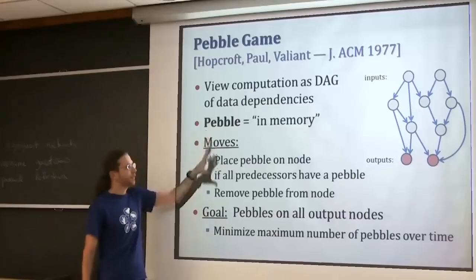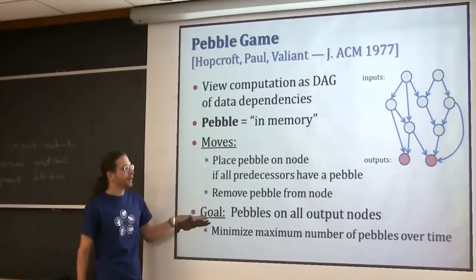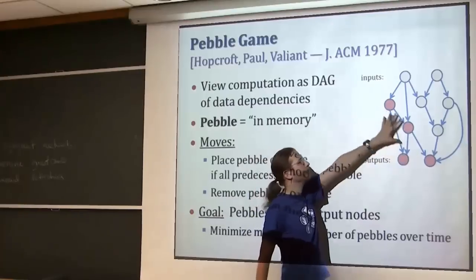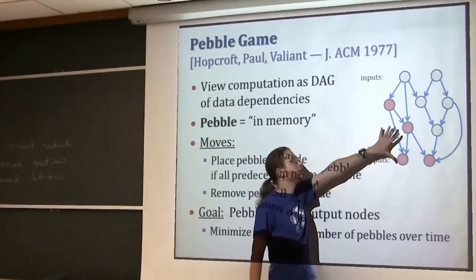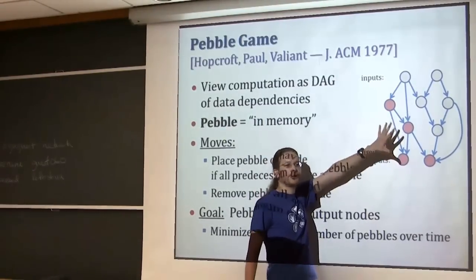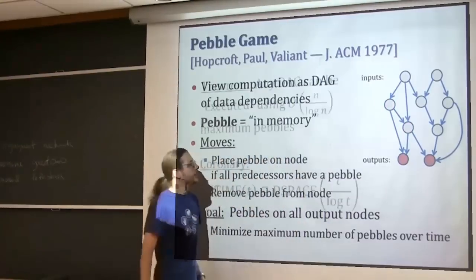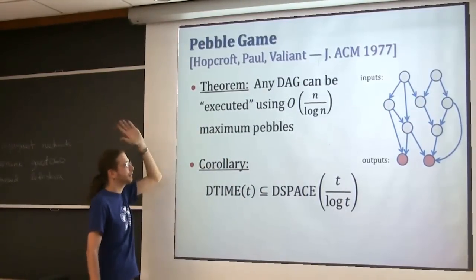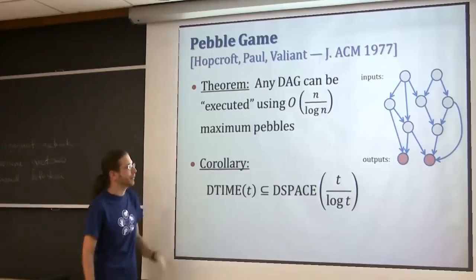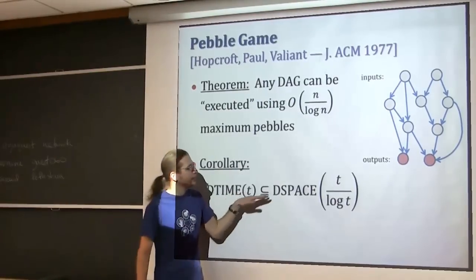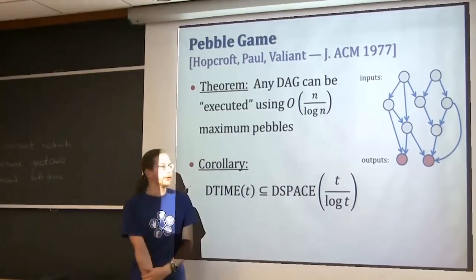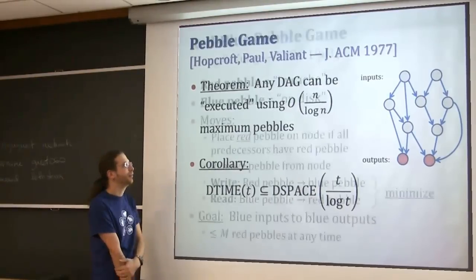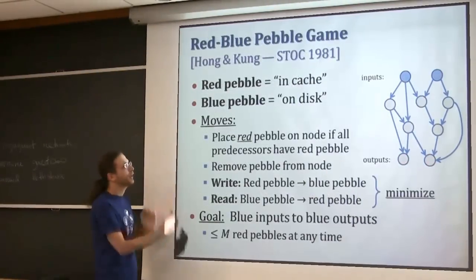And in this case, their goal was to minimize the maximum number of pebbles over time. Here, there's up to 4 pebbles at any one moment. That means you need memory of size 4. And they ended up proving that any DAG can be executed using n over log n maximum pebbles, which gave this theorem the time: if you use t units of time, you can fit in t over log t units of space, which is a neat advance. But that's beside the point. This is where Hong and Kung were coming from.